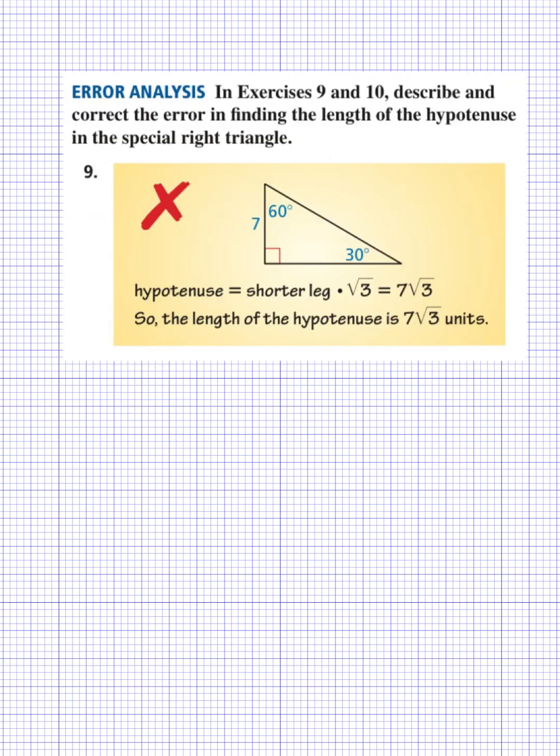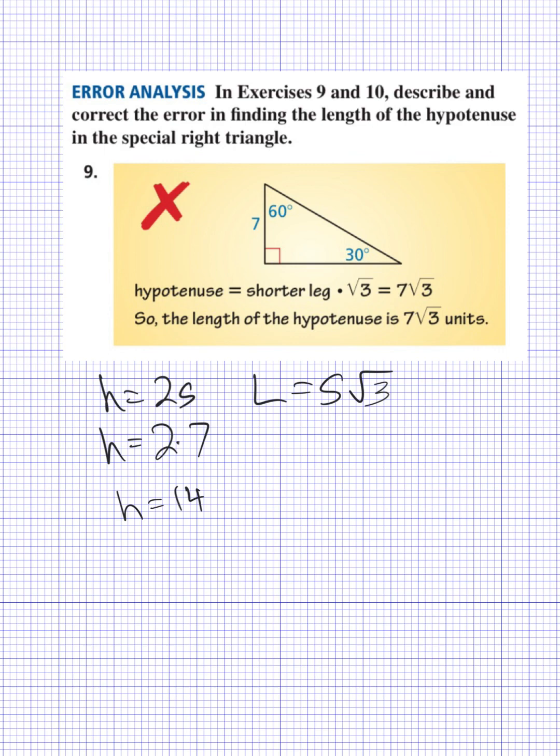Now, what did they do wrong? Let's go ahead and solve this first. Hypotenuse is twice the short leg. The long leg is the short leg times the square root of 3. So hypotenuse, we don't know. The short leg is 7. So the hypotenuse is 14.